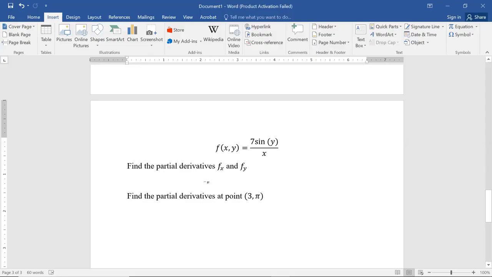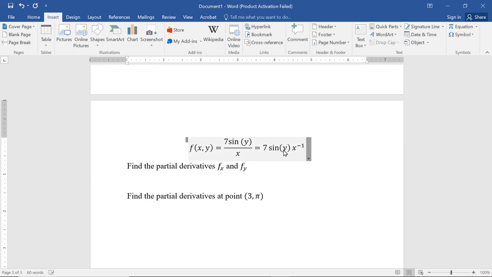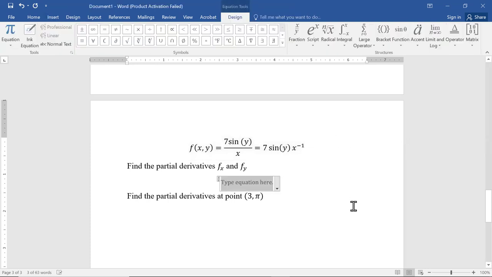Now, the first thing to do before I take the partial derivatives is, because I have an x in the denominator, I will probably want to rewrite this as 7 times sine of y multiplied times x to the negative 1 power. I do that so that it's easier to take derivatives with respect to x and also with respect to y too, but with respect to x in particular.